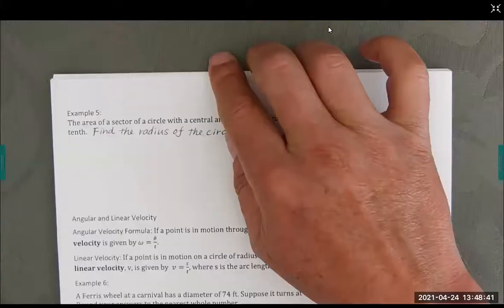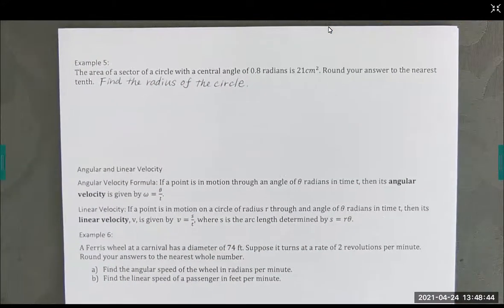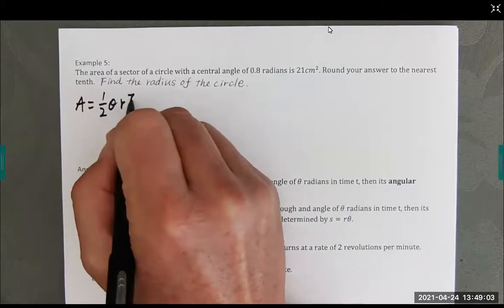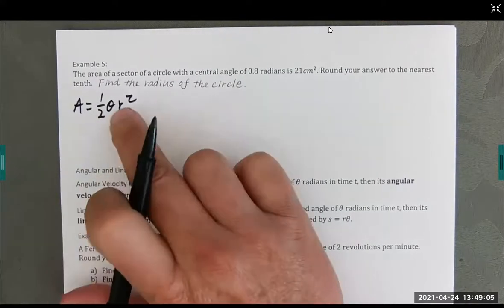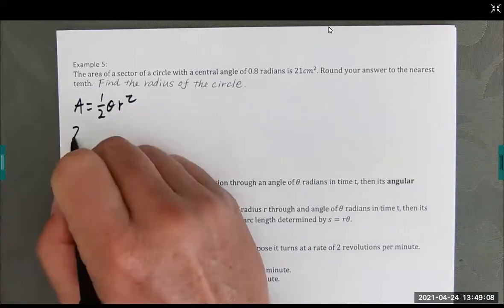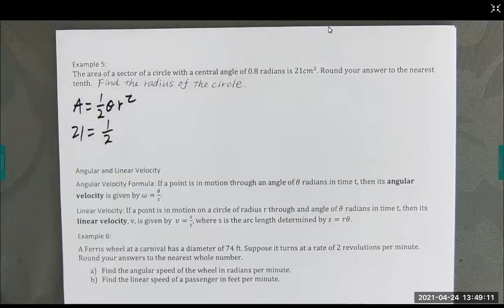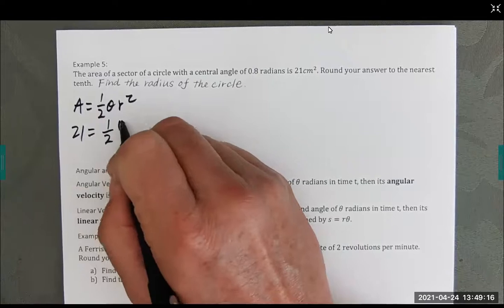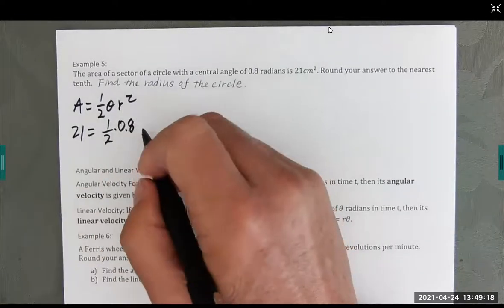Next up, the area of a sector of a circle with a central angle of 0.8 radians, they've already given it to us in radians, which is nice, is 21 square centimeters. So in this case, they've given us the area, and they want us to find the radius. So again, in this case, we have area is equal to 1/2 theta r squared. And in this case, we're looking for r. They give us A, which is 21. They give us theta, which is 0.8. Then we have r squared.